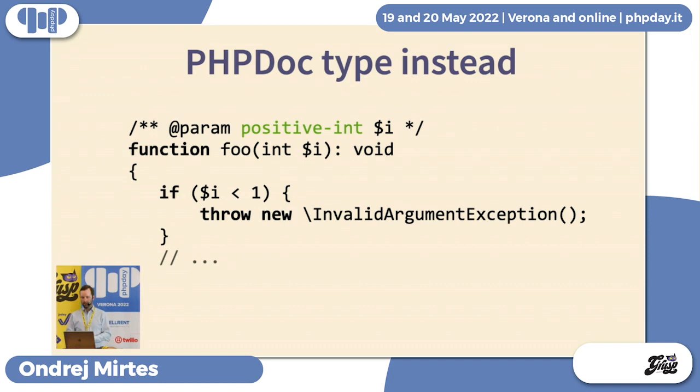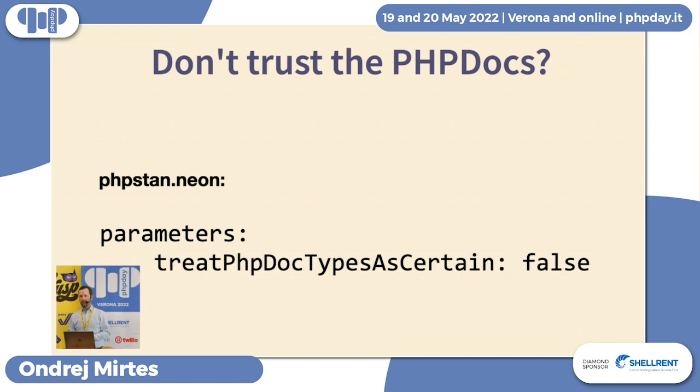By default, PHPStan here is going to complain that this condition is always false, because, of course, you've passed the positive integer there. But you can configure it in such a way that it doesn't complain about these checks, and you can turn this off and write these extra runtime checks also.